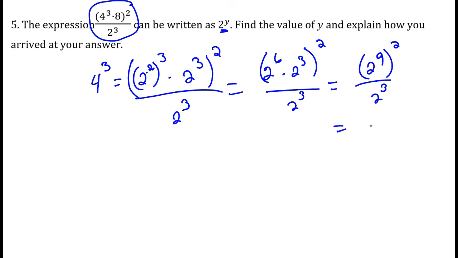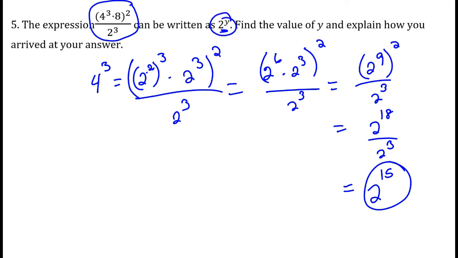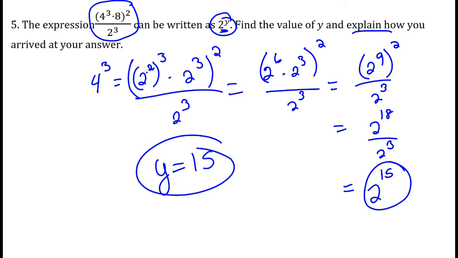Power to a power means multiply, divided by 2 cubed. Do not write 2 to the 6, because when I divide quantities with exponents, we subtract the exponents and get 2 to the 15. So this quantity can really be written as 2 to the 15, so y equals 15. In your explanation, you should say something along the lines of, I made everyone have a base of 2 by writing 4 as 2 squared, writing 8 as 2 cubed, and then applied properties of exponents.